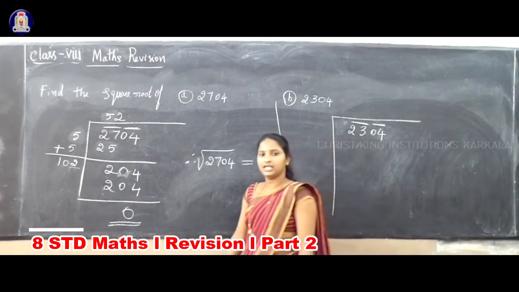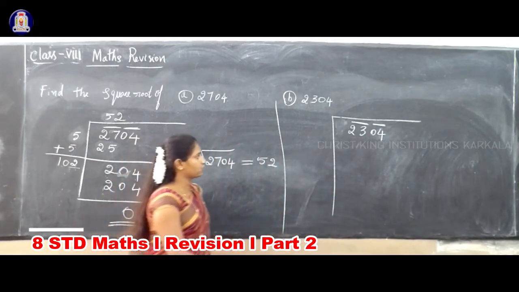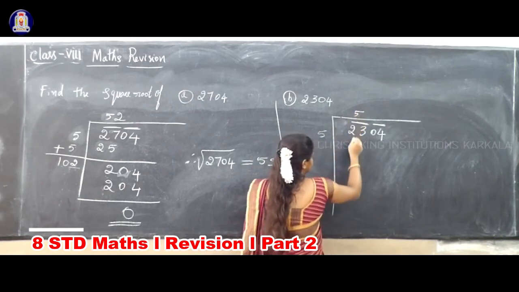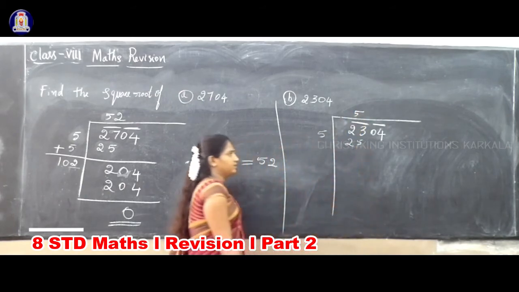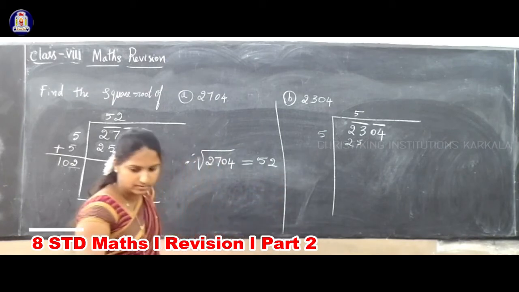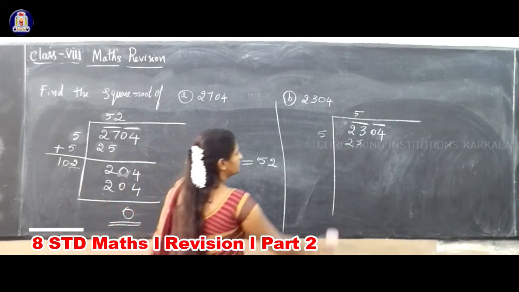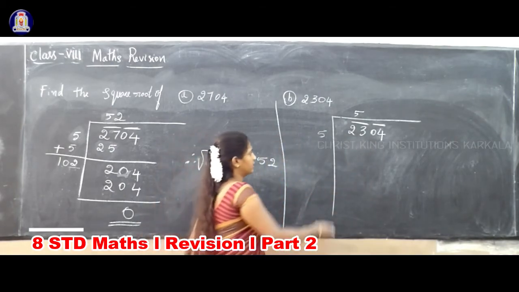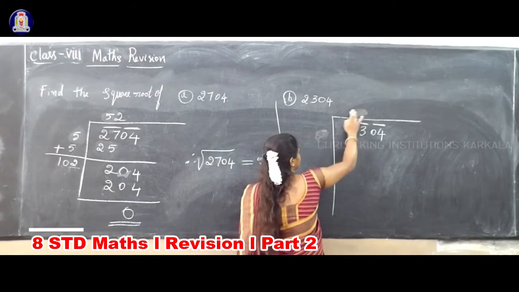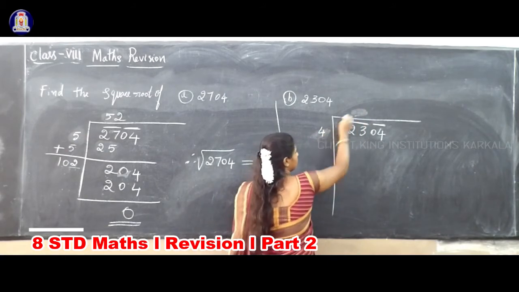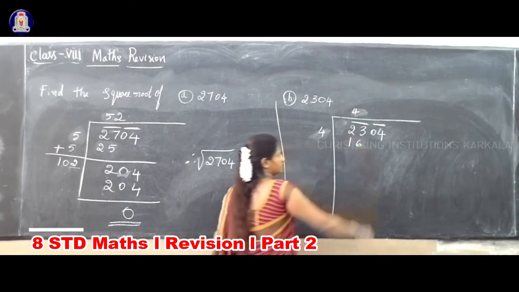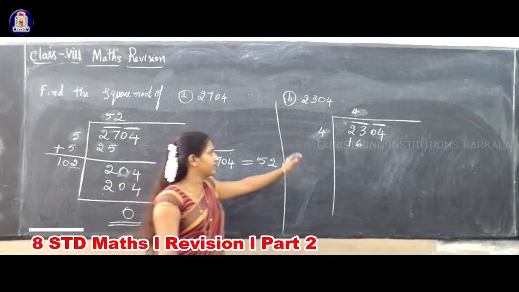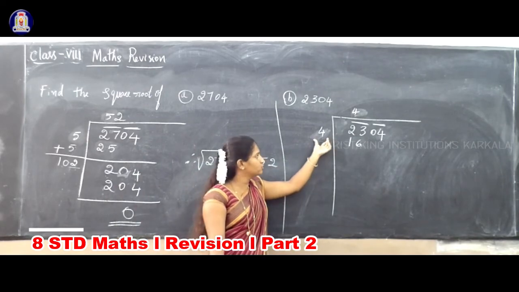The 23 means, which perfect square can we write? If you write 5 5s, see, 5 5s are 25. 25 is perfect, but we cannot write 25 here because 25 is greater than 23, isn't it? So we cannot write this number. The next number is 4, correct? See, 4 4s are 16. 4 4s are 16, so 16 is near to 23. We cannot write the next number, 5 5s. So we have to choose this number only.